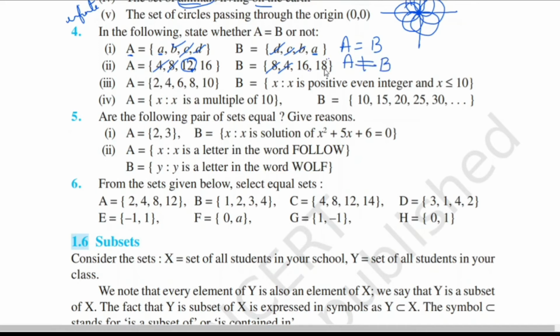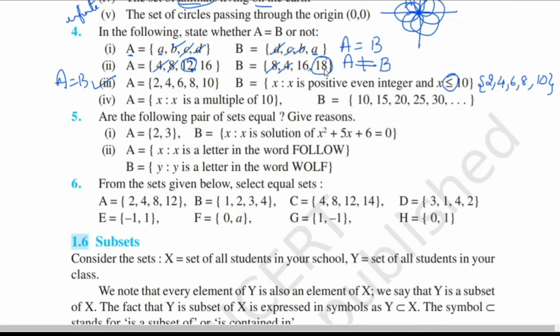We even see here 18 is not present in A. Fine. Then third one, 2, 4, 6, 8, 10. They say x is such that x is a positive even integer less than or equal to 10. So we will write this in roster form. Even integers 2, 4, 6, 8, less than or equal to 10. So 10 is also included. Yes, it is. A is equal to B.